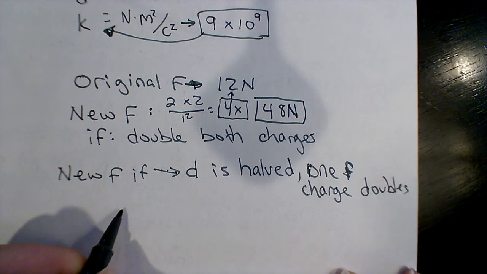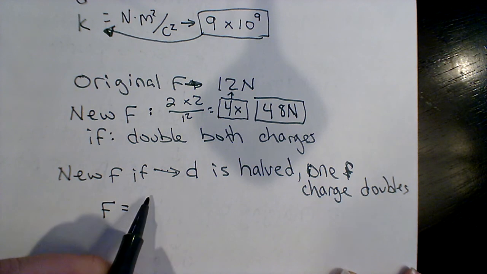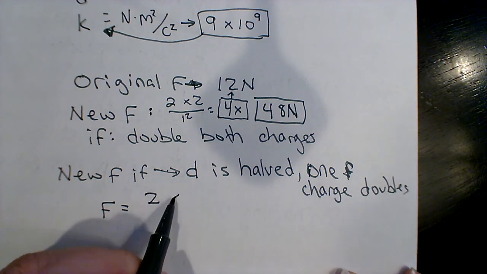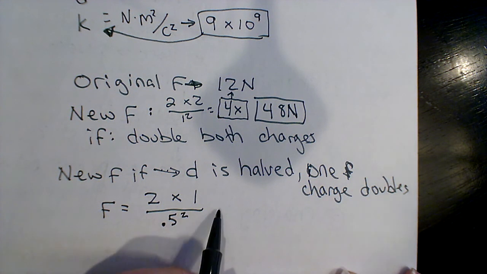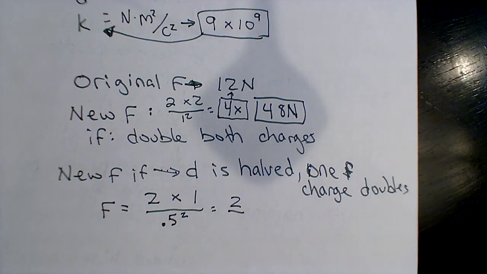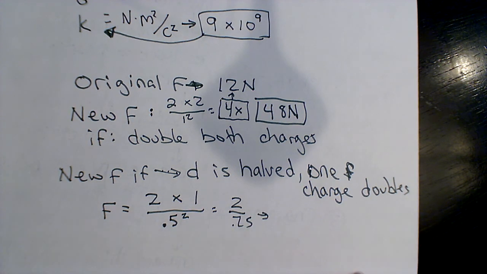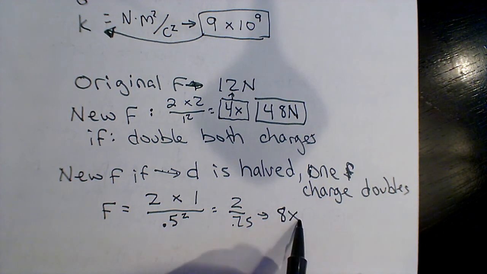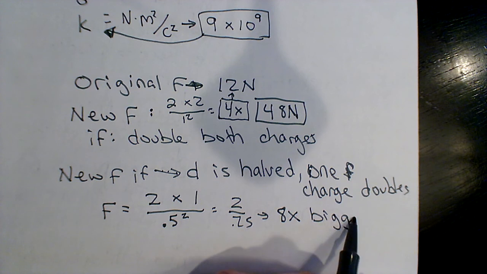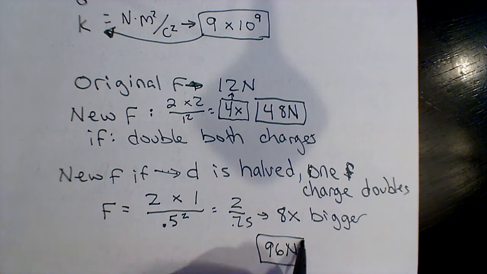Okay, so remember, this is where we say, okay, one of the charges doubles, so I'm going to put a 2 up here, the other one is still a 1, distance is halved, it's still 0.5, but it's still squared, so I have 2 over 0.5 squared, which is 0.25. I didn't do this on purpose. 2 divided by 0.25 is 8. So remember, that means it's 8 times bigger. But if our original was 12, we go 8 times 12, so our actual new force would be 96 newtons.